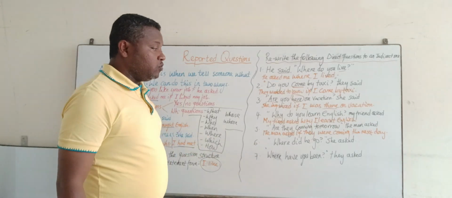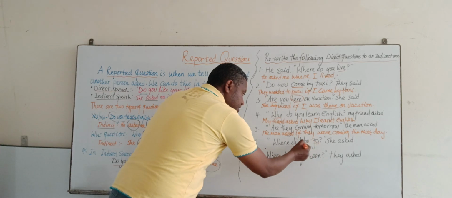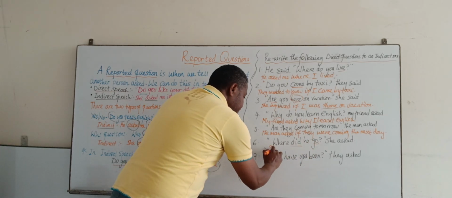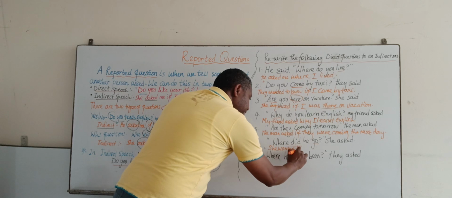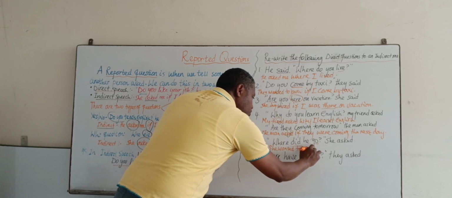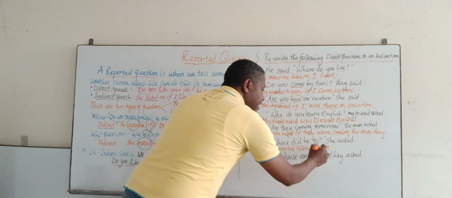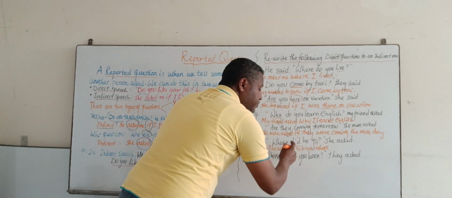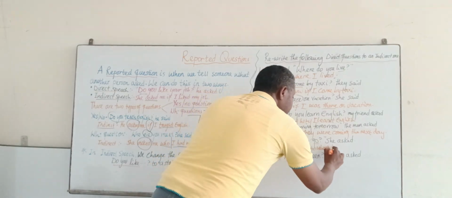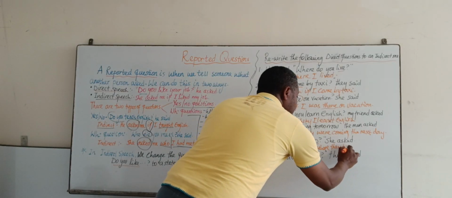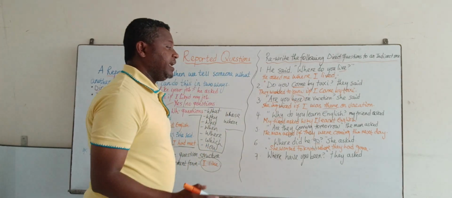Where did he go? She asked. This is a WH question and past simple. Did go. So she wanted to know where. Okay? They, because it is past simple will be changed into past perfect. Where they had gone. Okay? She wanted to know where they had gone.